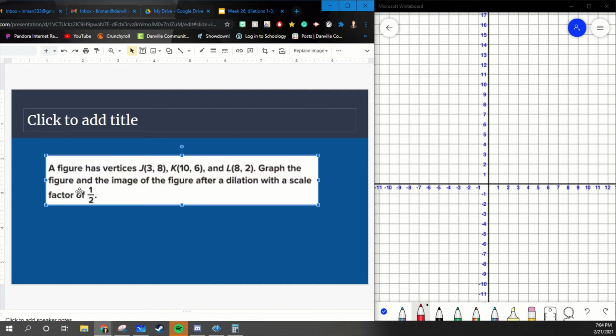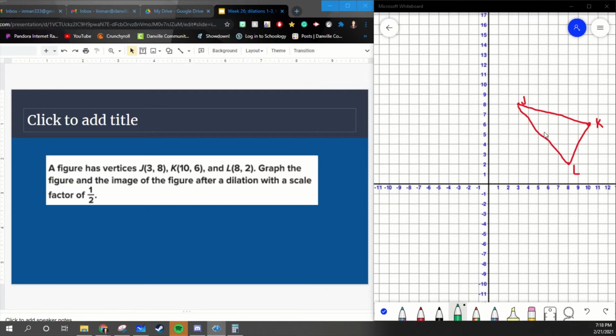Our scale factor now is 1/2. It says a figure with vertices of J at 3, 8, K at 10, 6, and L at 8, 2. Graph the figure and the image of the figure after dilation with a scale factor of 1/2. So go ahead and pause the video and try to graph this. Try to guess what you think is going to happen to our shape here when we have a scale factor that is less than 1. So go ahead and graph those points, pause the video, and we'll move on here in a minute.